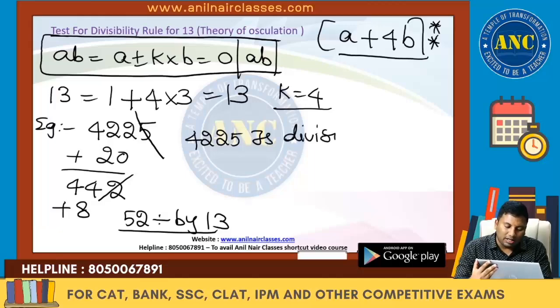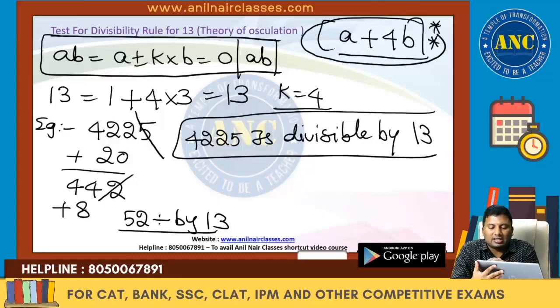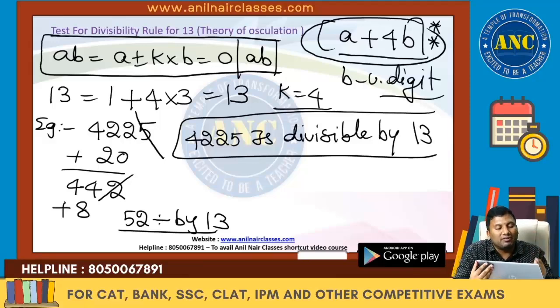What is the divisibility rule for 13? Take the unit digit, multiply it 4 times. You don't need to add it, just write it down as an expression, where b is the unit digit and a could be any number of digits. A plus 4b is the divisibility rule for 13. Are you all with me?